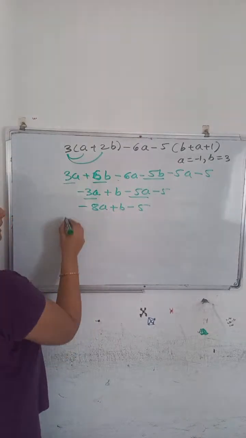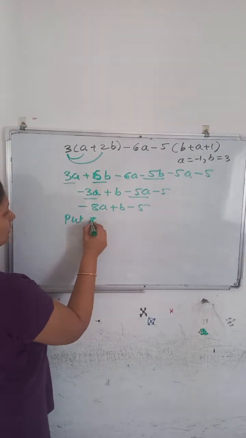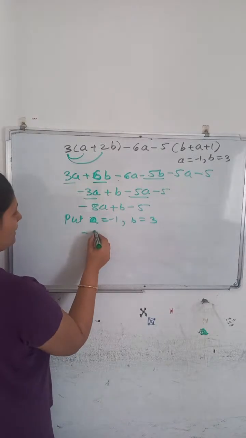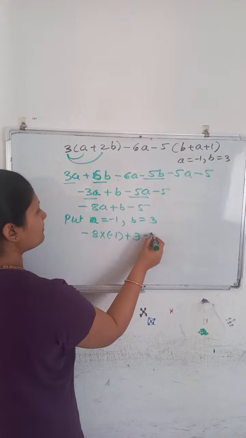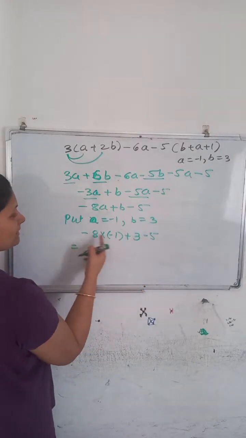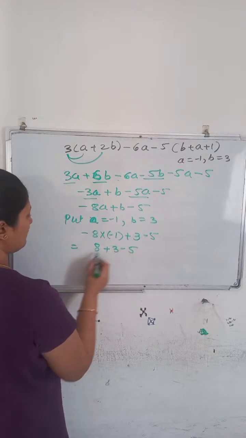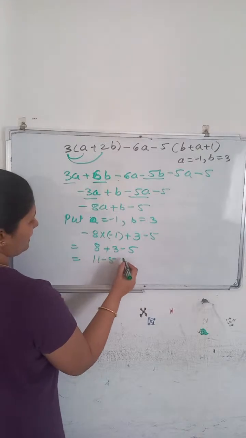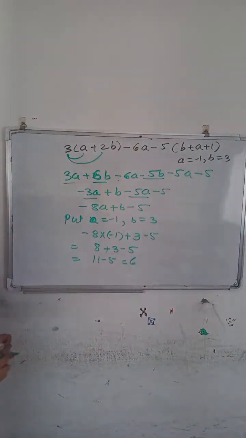minus 5. Now further we can't simplify, so put a is equal to minus 1 and b is equal to 3. So minus 8a into minus 1 plus 3 minus 5, that is equal to minus 8 into minus 1 is positive 8 plus 3 minus 5. So 8 plus 3 is 11 minus 5 and 11 minus 5 is nothing but 6. Answer is 6 here. Getting this?